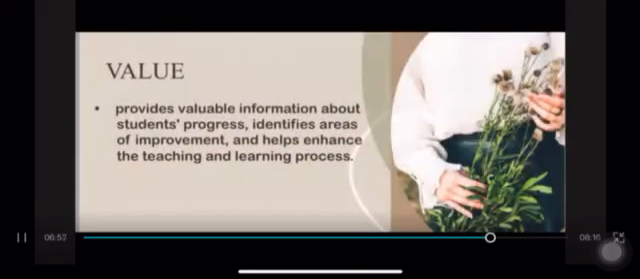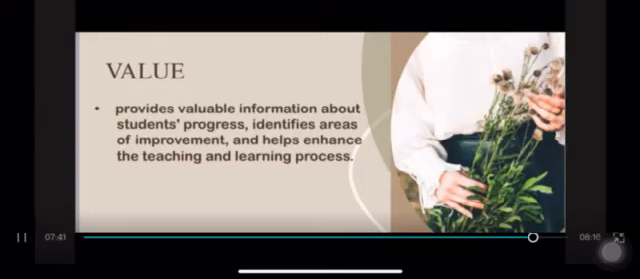And lastly, we have the value. Value provides valuable information about student progress, identifies areas of improvement, and helps enhance the teaching and learning processes. So the importance of value is that we can have knowledge, when it comes to teaching, if it is really reliable or effective. And also with the help of value, it provides information about the progress of our students and identifies their improvement, whether they improved or not. And also it helps us to enhance our teaching and at the same time the learning process of our students.